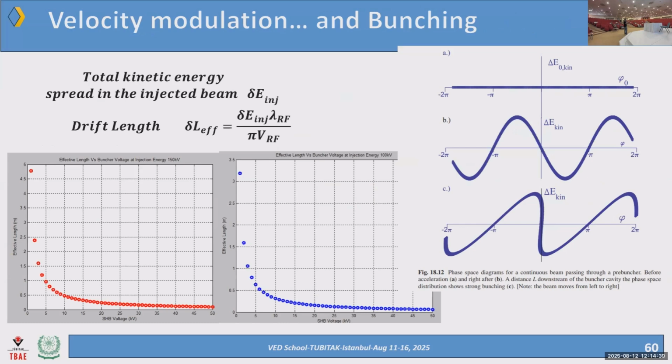For example, for 100 kV injection and the subharmonic buncher, if the voltages in the buncher are 20, this is the distance in meters where the maximum bunching will occur. For the same reason, for 20 MeV, the value is reduced.